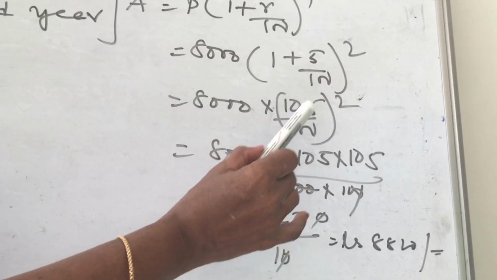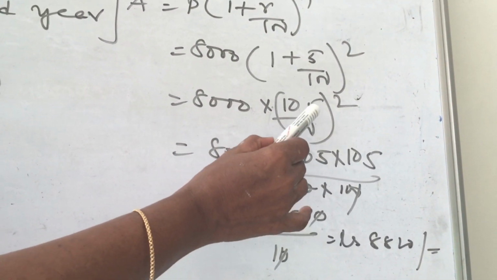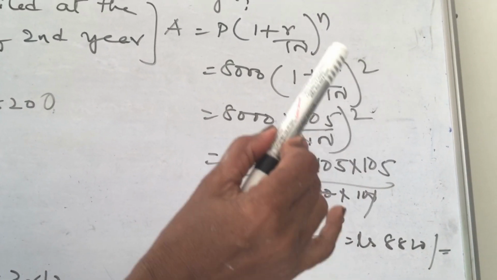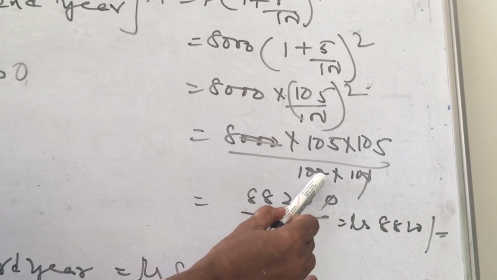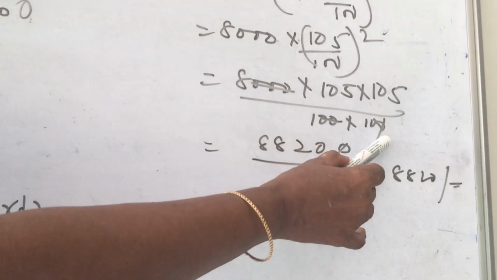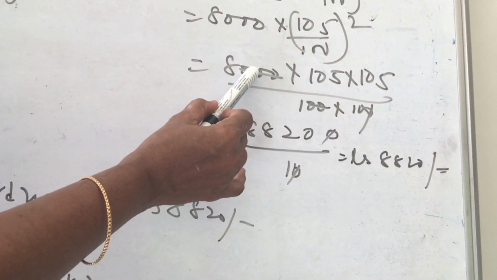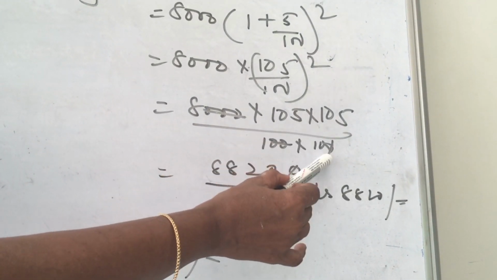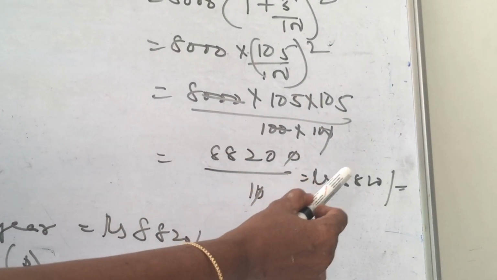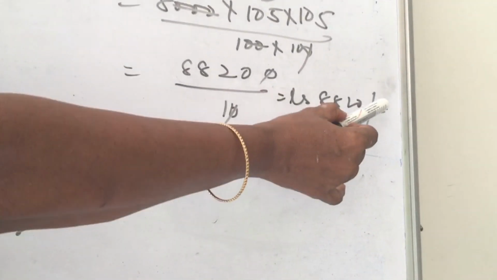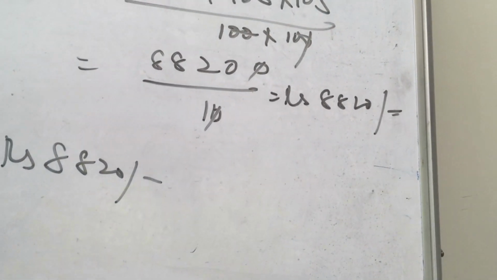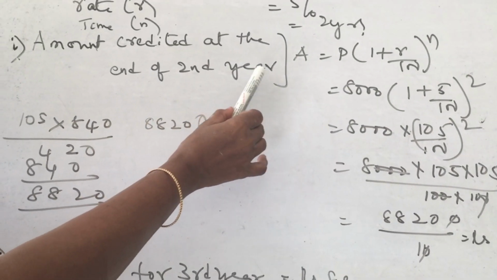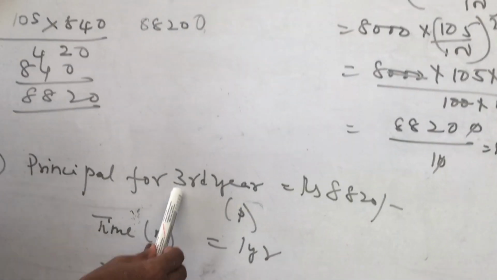Why? Because when the denominators are powers of 10, children, it is easy for you to put the decimal point. In the denominator there are 4 zeros, whereas the numerator has only 3 zeros, so cancel 3 zeros in the numerator and 3 zeros in the denominator. The amount at the end of the second year is rupees 8,820. This amount at the end of the second year is the principal for the third year.